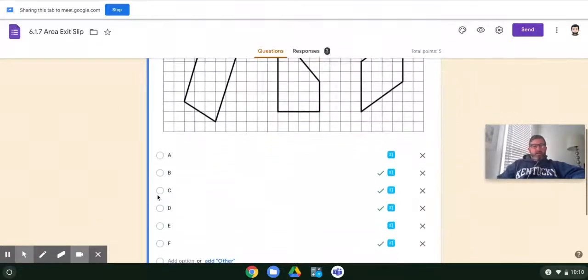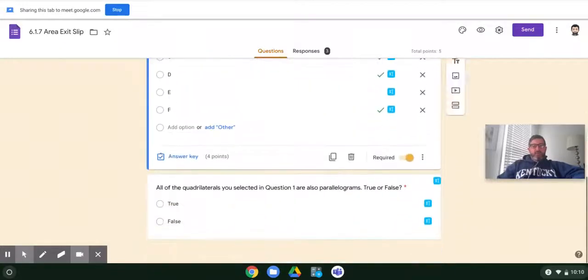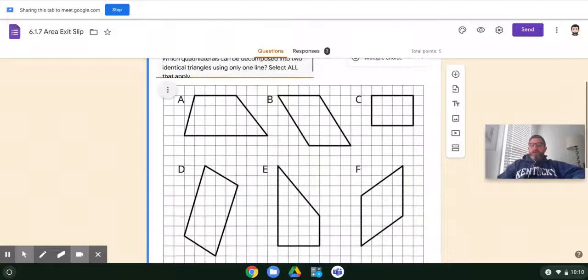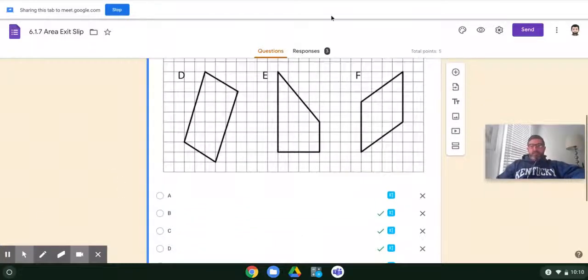And like I said in my hint, it just so happens, that's our next question, are all of the quadrilaterals that we selected in question 1 parallelograms, true or false? Well, that's true, because in order for us to draw one line from one point to the opposite point in a shape like this, and to be able to get two identical triangles, it has to be a parallelogram. So nice job there.